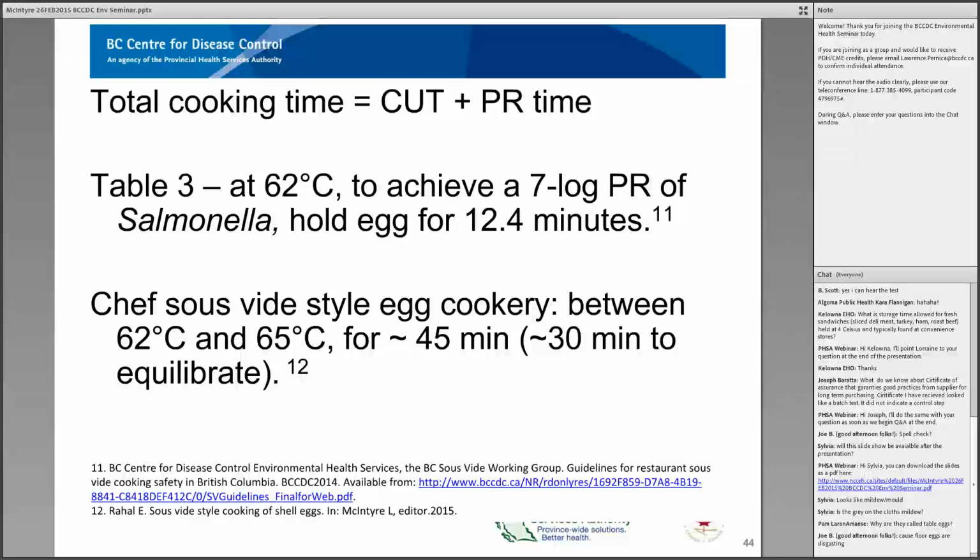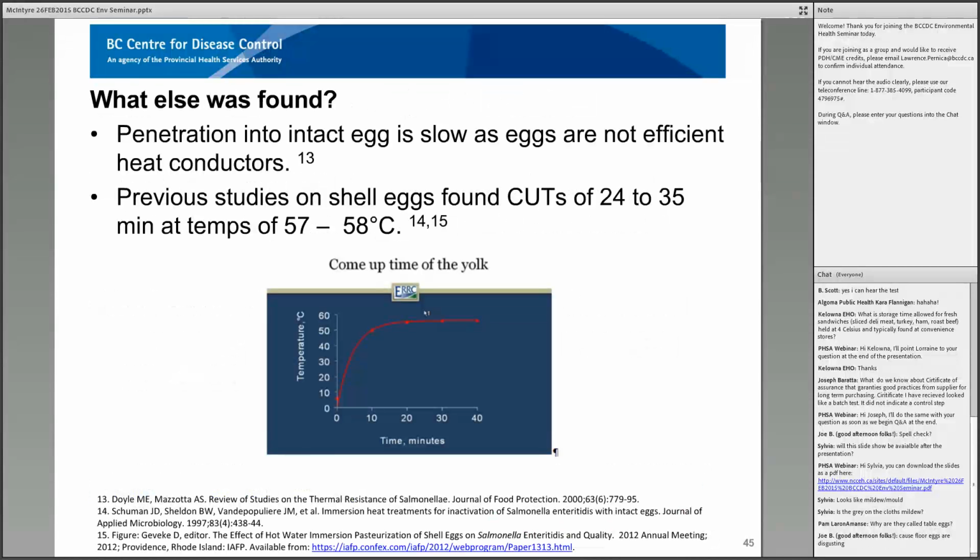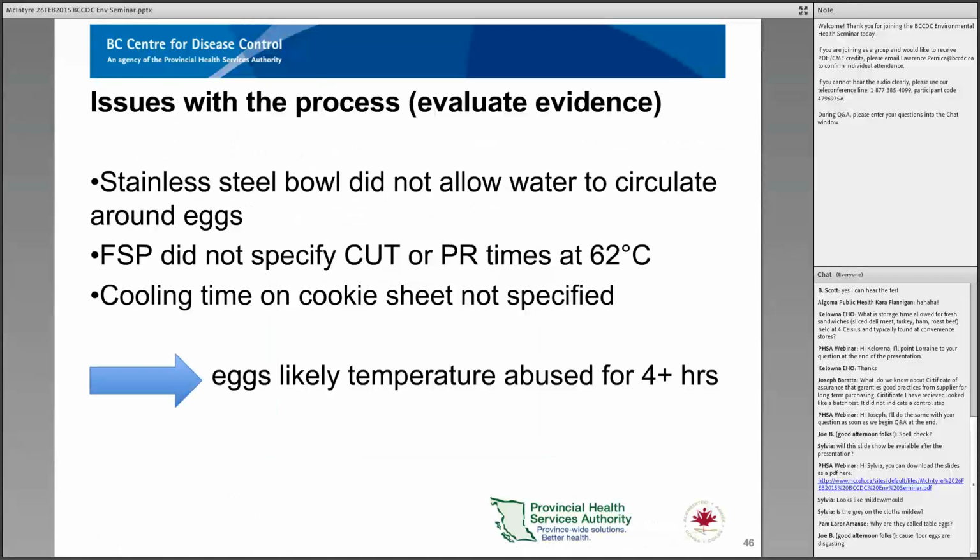So it takes about 30 minutes for the water bath to equilibrate under proper conditions, and then another 15 minutes for the pathogen reduction time. So in fact, that's the right advice, and it's consistent with our guidelines. We also looked around, and I did find some studies on the net about how long the come-up time takes, and 30 minutes is standard in commercial pasteurization of eggs, so it all fits with our guidelines.